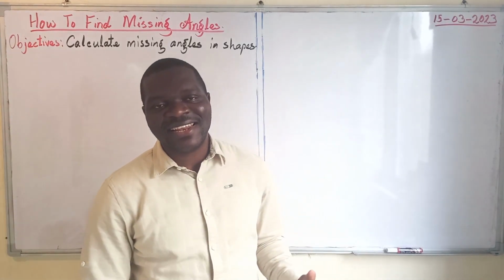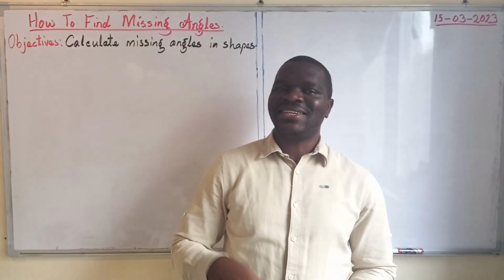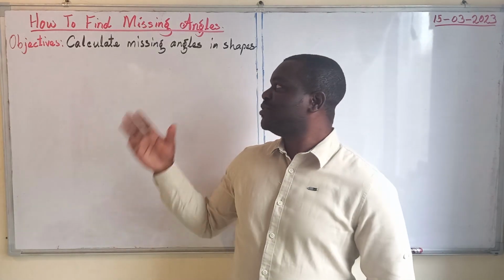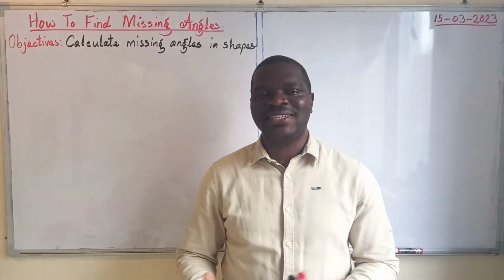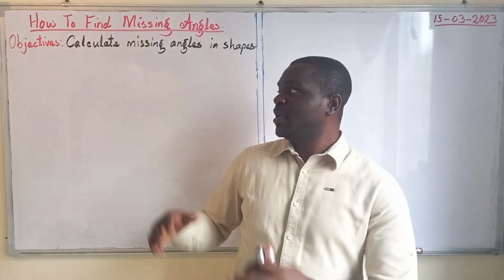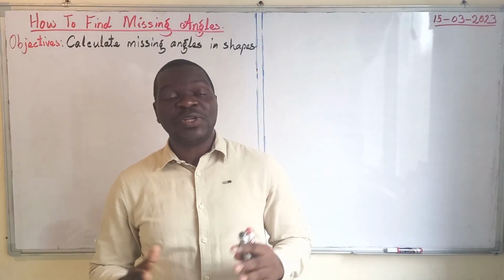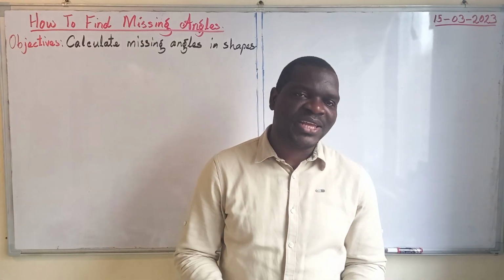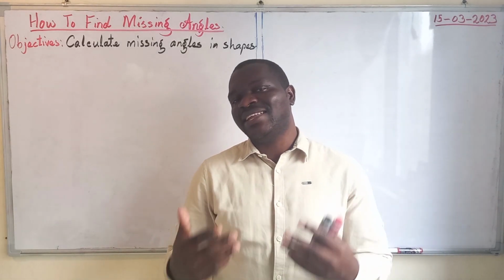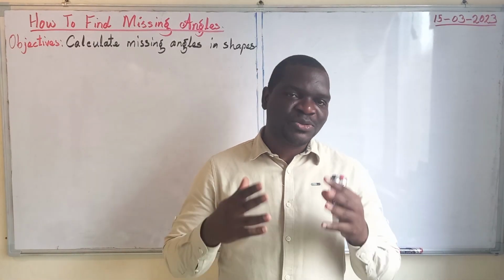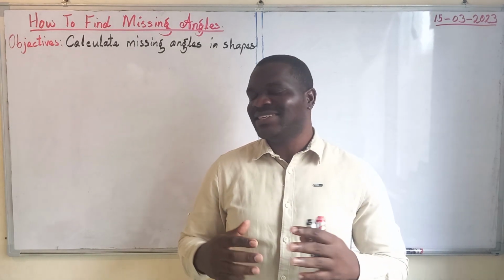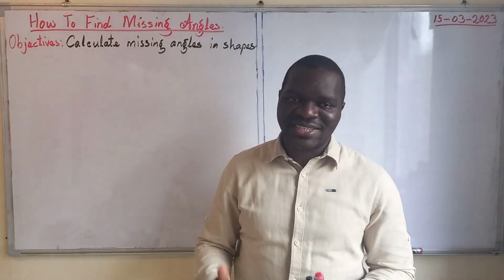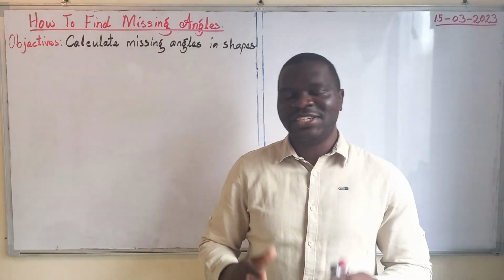In our last lesson, we talked about the different types of angles. Today, we are going to look at how to calculate missing angles. There are different shapes which come with different angles. How do we calculate a missing angle in a given shape? That is what we are going to be focused on today, and at the end of the lesson we should be able to calculate the missing angle in any given shape.